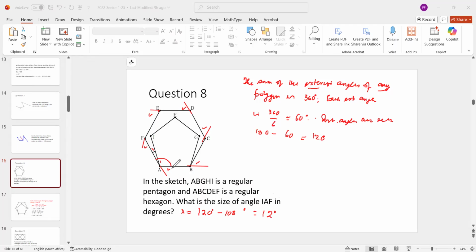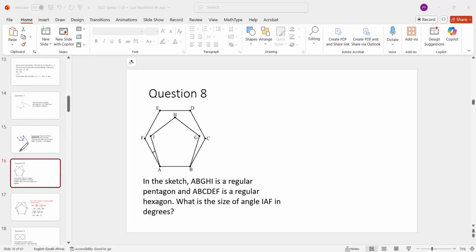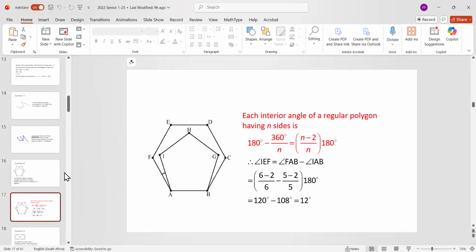All right. So it's just a matter of knowing that the angle that you're looking for is that angle minus that angle. So it's the interior angle of the regular hexagon minus the interior angle of the regular pentagon. And those two can be calculated as I showed. And the answer that you come to is 12. So there you have it. You can see the final answer there is 12.